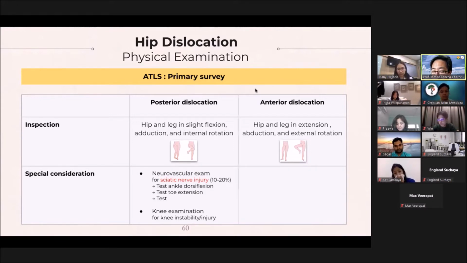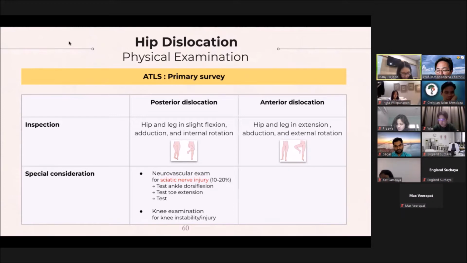So how about the anterior dislocation? You didn't mention it in your slide. Yeah, when I read up on it, they didn't say it was particularly associated with anything. So what's the structure in the front? Which nerve is in the front?